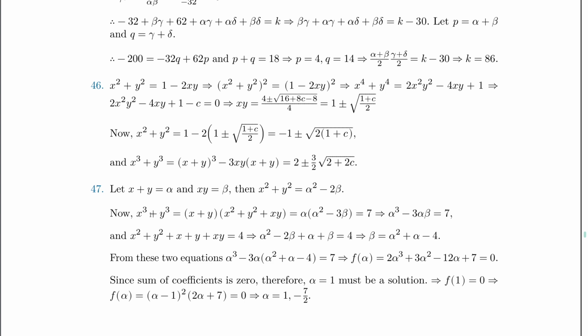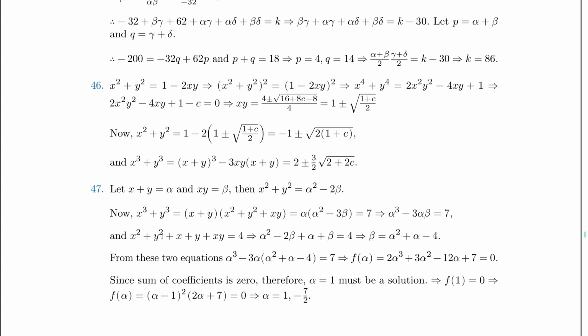And similarly, x cube plus y cube becomes x plus y into x square plus y square minus xy, which is equal to alpha into alpha square minus 3 beta. Okay, because this will become x plus y whole square minus 2xy, and this minus xy will become minus 3xy, so minus 3 beta, which is given as 7. And now alpha cube minus 3 alpha beta is equal to 7.